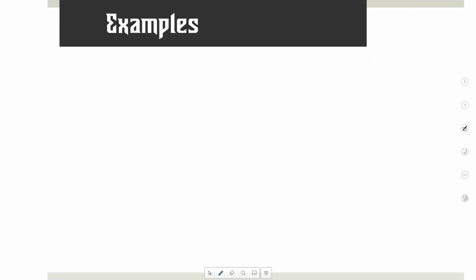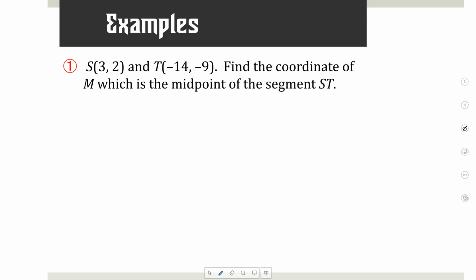All right, here we go. Find the midpoint M of the segment ST, given the coordinates for S and the coordinates for T. Probably don't need your calculator with this, but I don't want to assume anything.